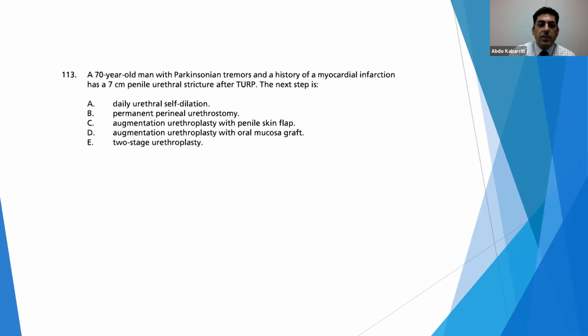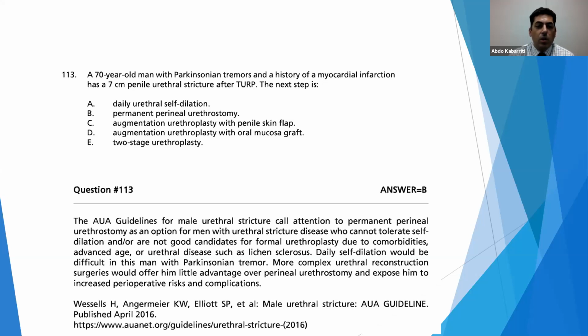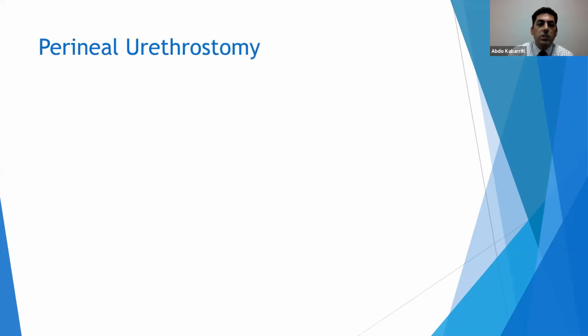Okay, and what I'm trying to highlight here is the role of perineal urethrostomy. This is an older gentleman. He's got significant tremors. He's got pretty significant medical history. He's got a very long penile stricture. So perineal urethrostomy definitely has a role.